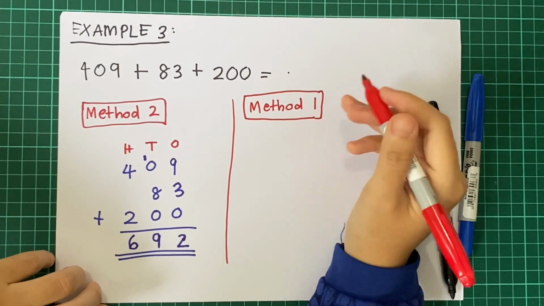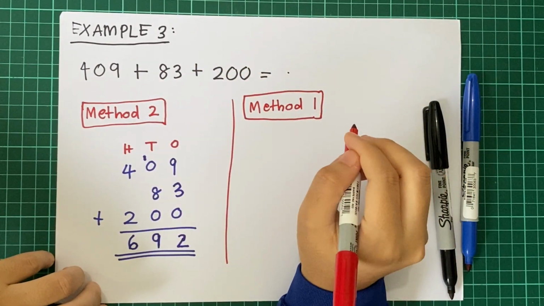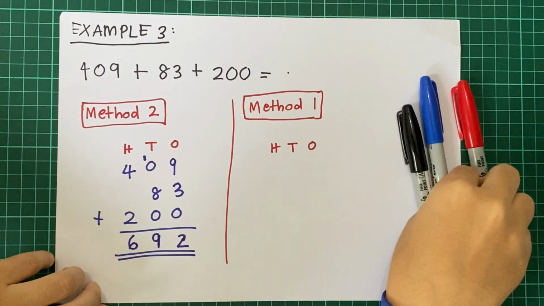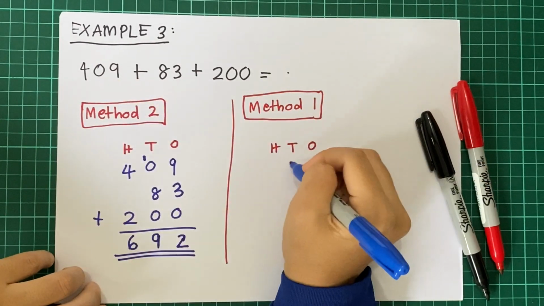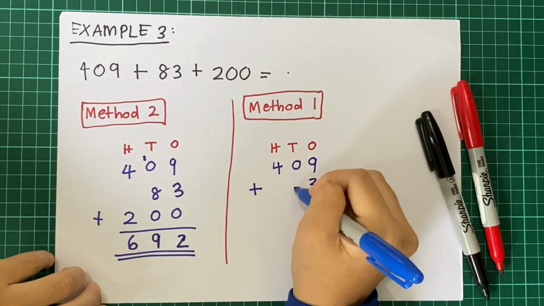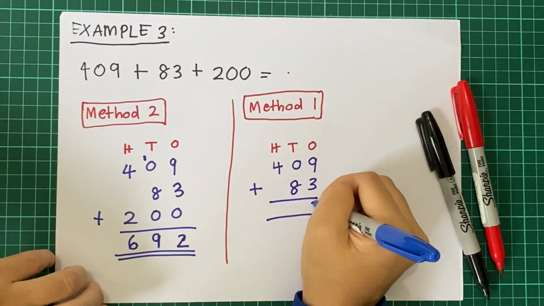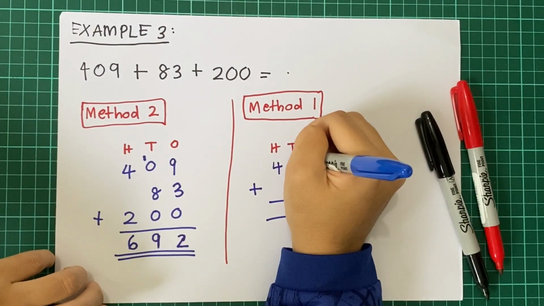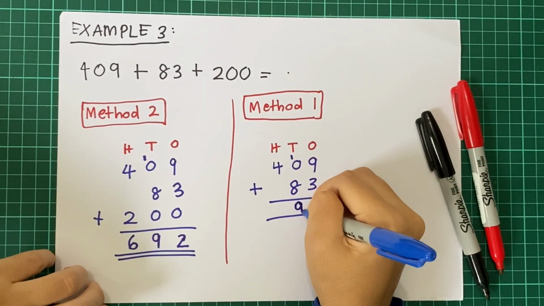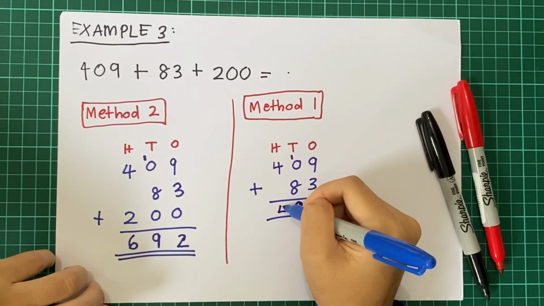What is method 1? We need to separate the number to two standard written method. So, let's do the first number and the second number first. It is 409. You plus with 83. Get the answer. For ones, 9 plus 3 equals to 12. Write down 2 and bring up 1 to tens. 1 plus 0 is 1, plus 8 is 9. And then for hundreds, 4 plus nothing equals to 4.